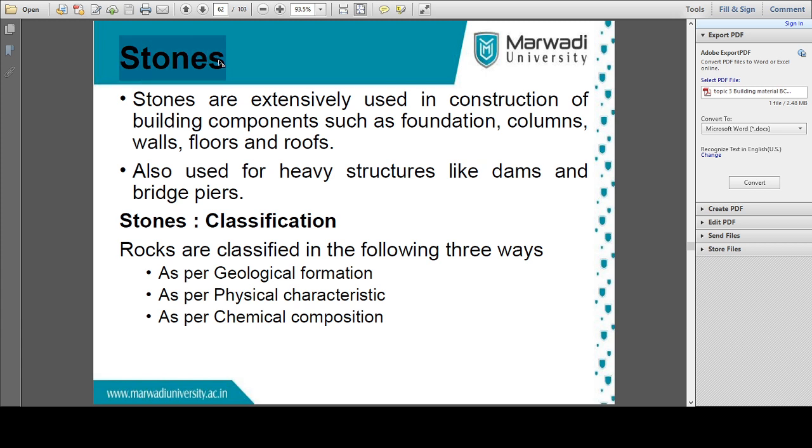Next topic that we are going to learn is stone. So in stone we are having three types of classification system. In three different ways we can classify stone. First one is geological formation. So this is one of the methods through which we can have classification. Second method is physical characteristic. Based on the physical characteristic we can have its classification. And third one is chemical composition.